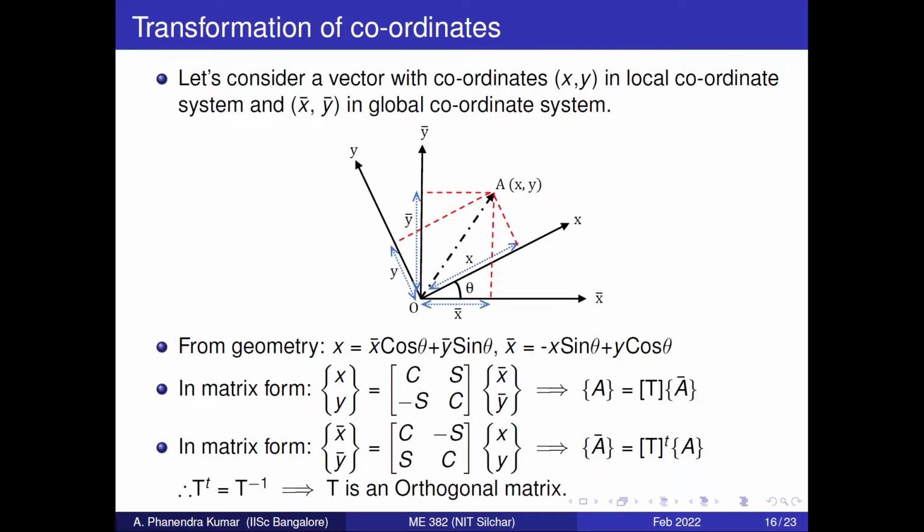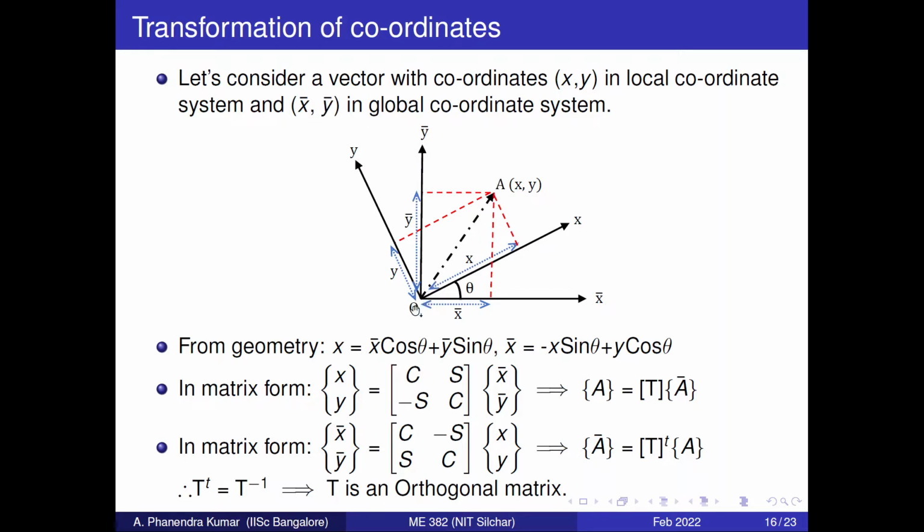To handle that effect, we will first go through the transformation of coordinates theory: if there is a change in the coordinate system, what formulation do we need to include? Then we will see some examples where this formulation is useful. Here you can see there are two coordinate systems. One is the xy coordinate system, and the other is the x bar y bar coordinate system. The local coordinate system is denoted with xy, and the global coordinate system is denoted with x bar and y bar.